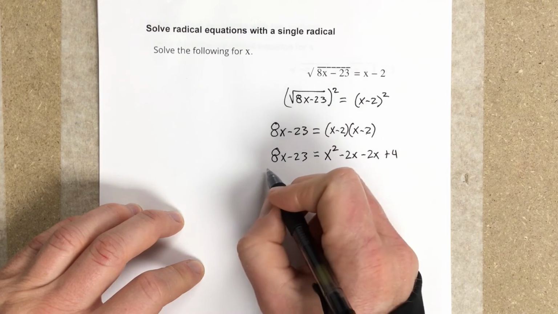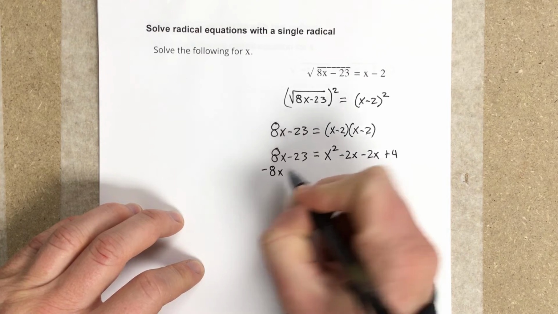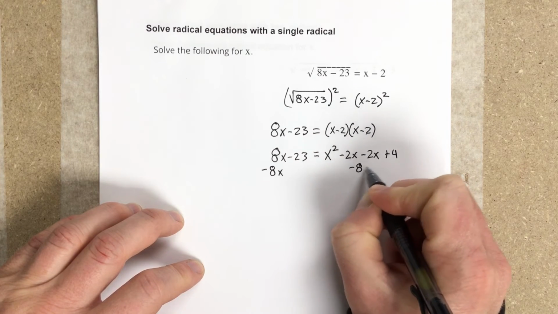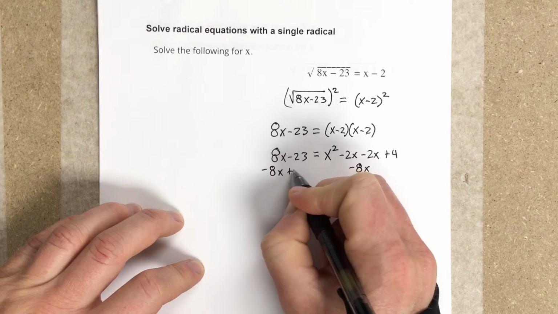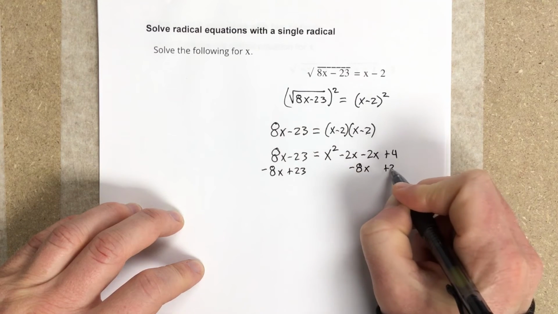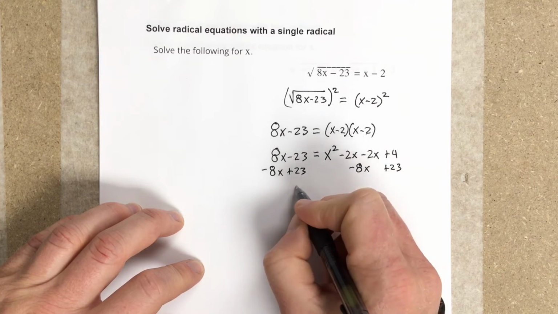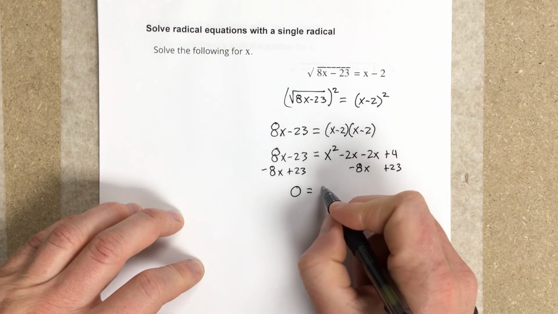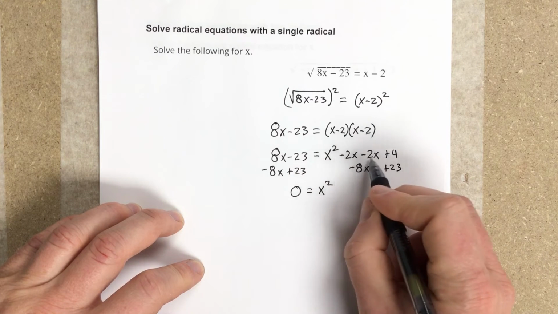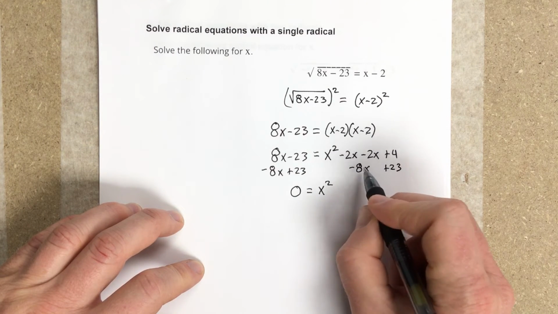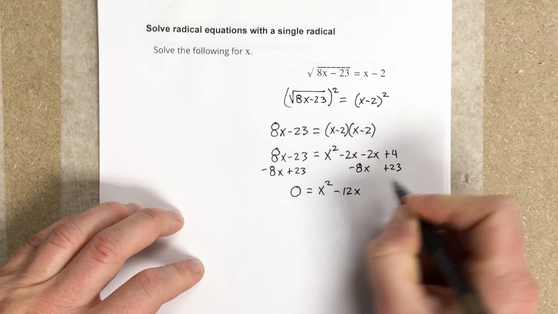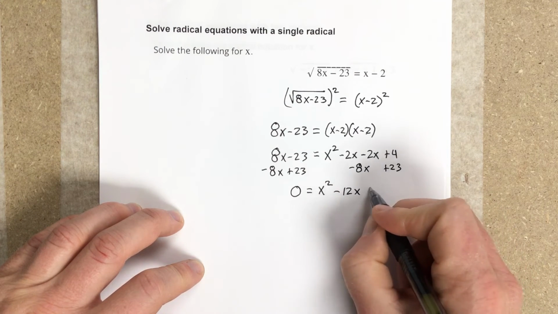Now I'm going to subtract 8x from each side. I'm going to try to get this equal to 0. And then I'm going to add 23 at the same time. I want to get all this equal to 0. So this is 0 equals, I get x squared. This is negative 4x, minus 8x is negative 12x. And then this would be plus 27.